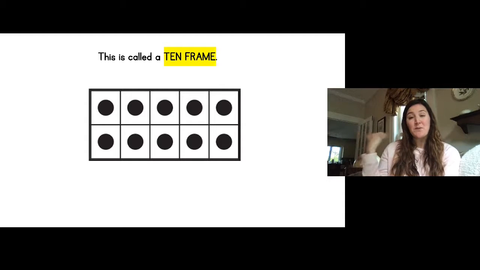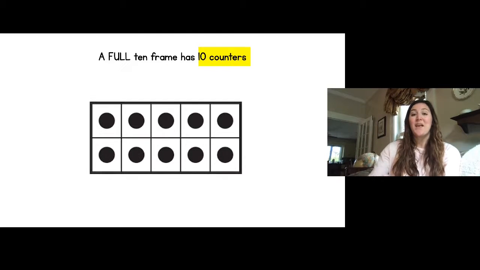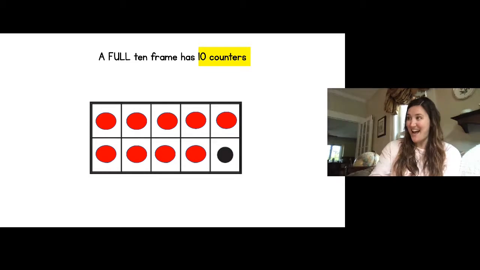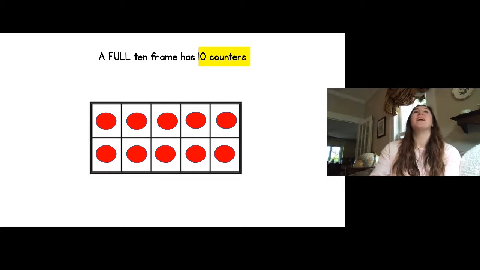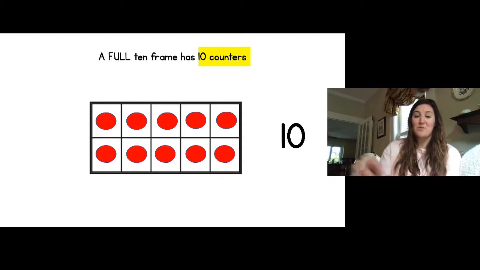So today we're going to be using 10 frames. Remember, this is a 10 frame. Say 10 frame. Good. A full 10 frame has 10 counters in it. Watch me count to show that this has 10. 1, 2, 3, 4, 5, 6, 7, 8, 9, 10. So I know that there's 10 counters. So I can just look at that group and know that there's 10. I don't need to count by ones now.